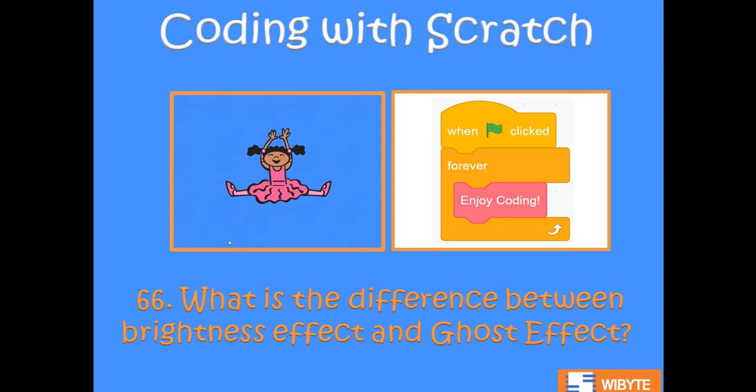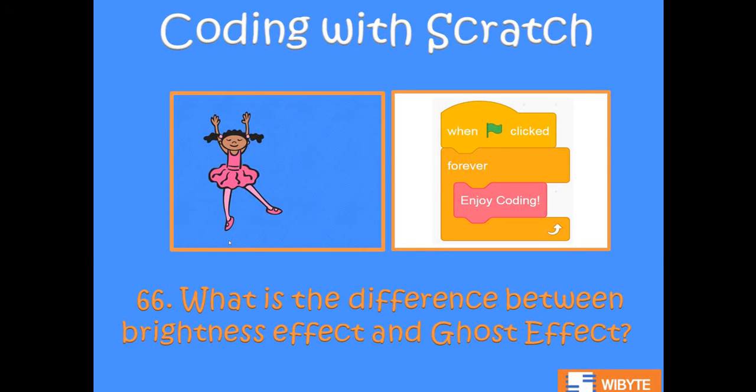In lesson number 64 and 65, we have seen two important graphic effects, namely the brightness effect and the ghost effect. Now, in this video, I will talk a little bit about the difference between these two, because I find that sometimes students end up quite confused about this, right? So a little bit of an explanation of compare and contrast will actually help, right?